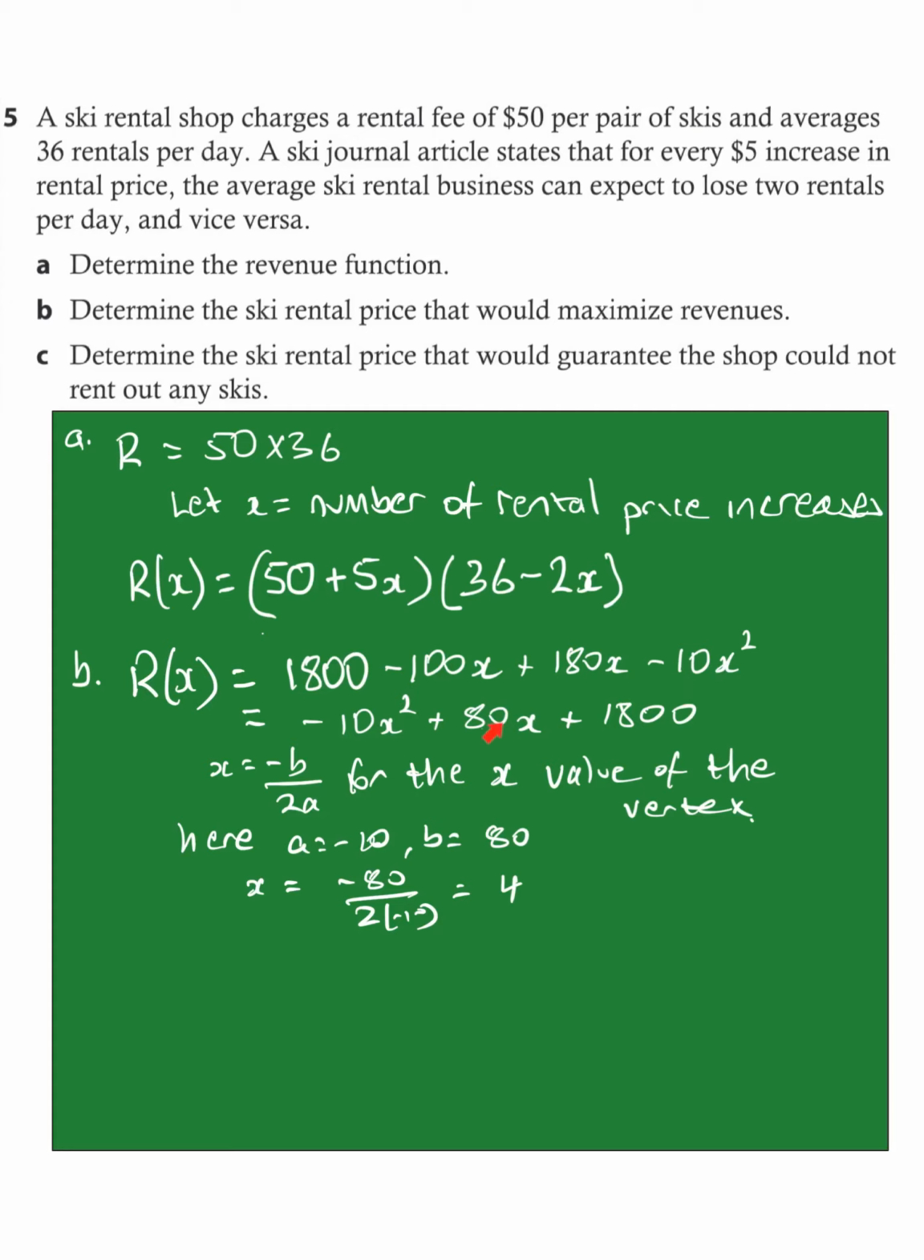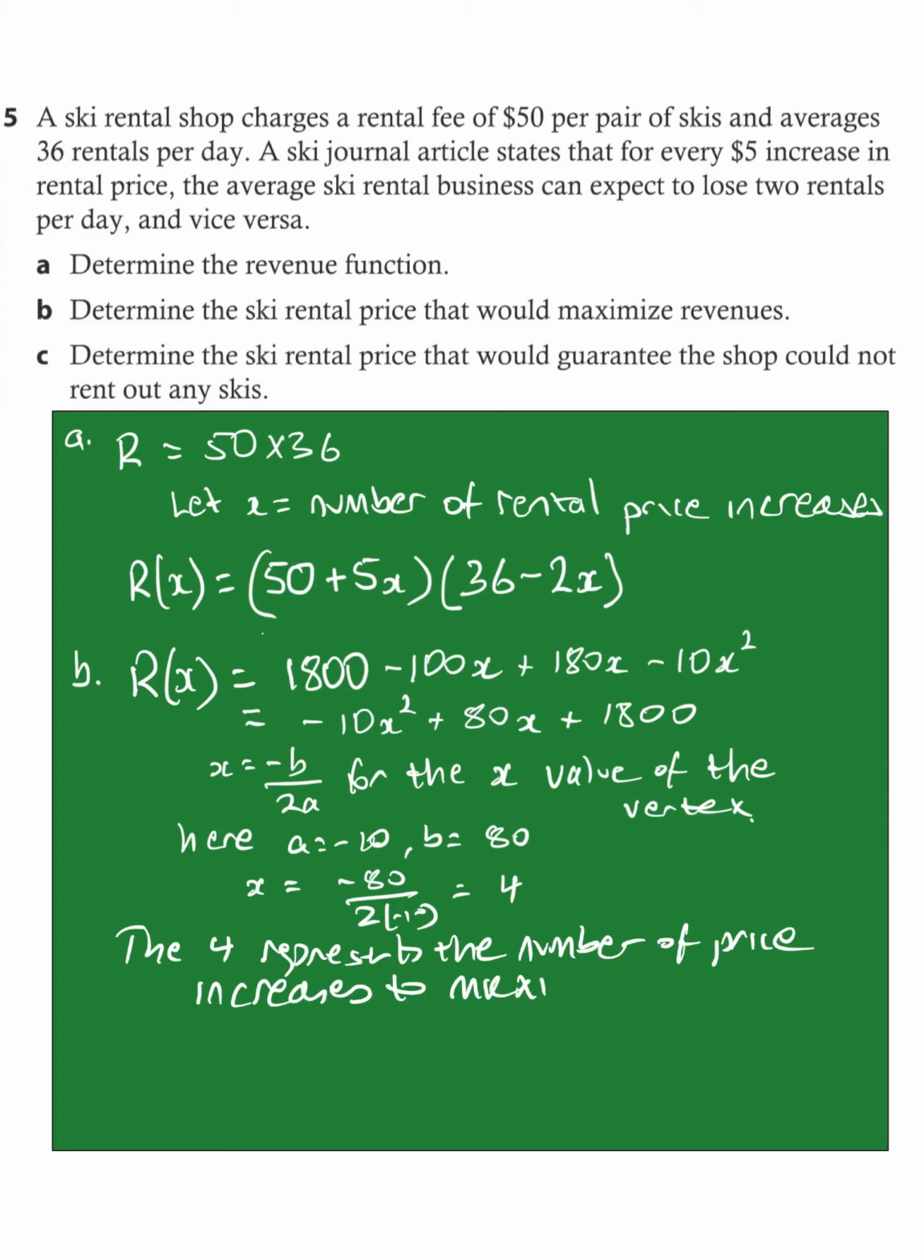They want to know the ski rental price that would maximize revenues. If the ski rental price was originally $50, and the number of rental price increases was 4, then 4 times 5 plus 50 equals 70. So let's write that up. The 4 represents the number of price increases to maximize revenue.